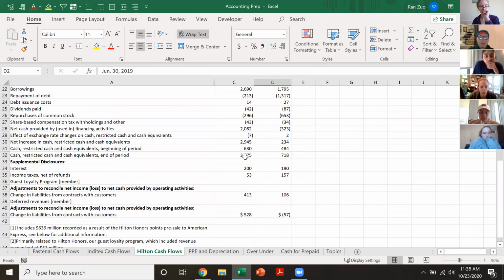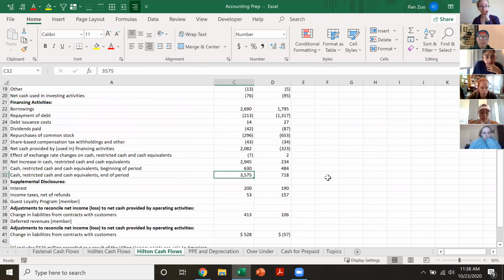So this year they ended with $3.6 billion. Last year they ended with $700 million. What's the difference here? How do they get to this number? Also, what is the beginning balance cash account that they had on hand? So say at 1/1. The 630? Yeah. Good job. And they borrowed 2,690 million. Yeah, that's a huge number, right?